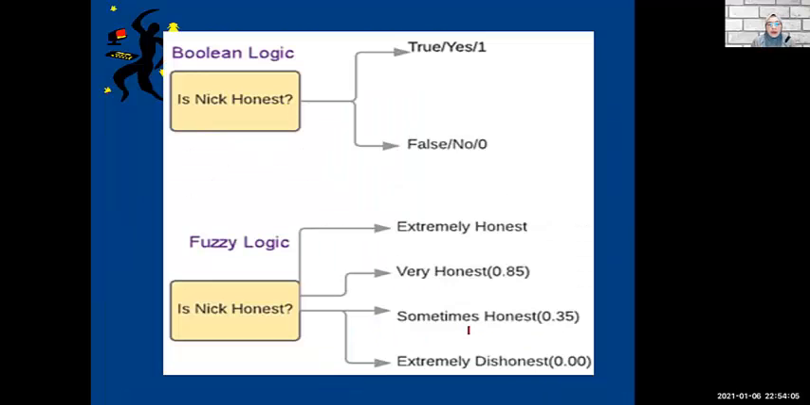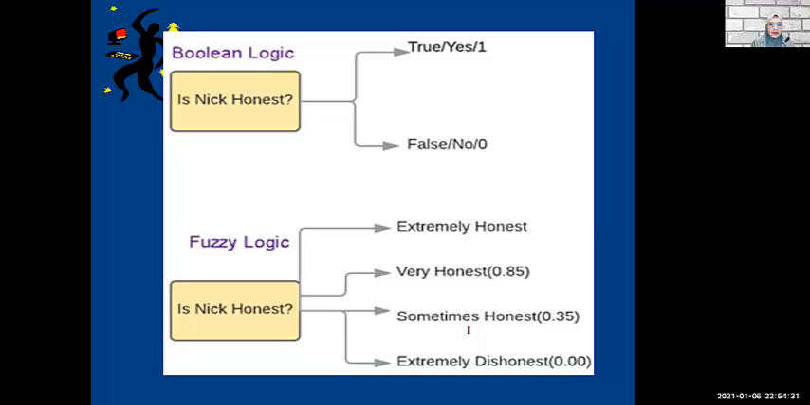Okay, let's have a look at the example of honesty. In Boolean logic, if we ask this question, is Nick honest? The answer in Boolean logic is true or false. So either yes or no.